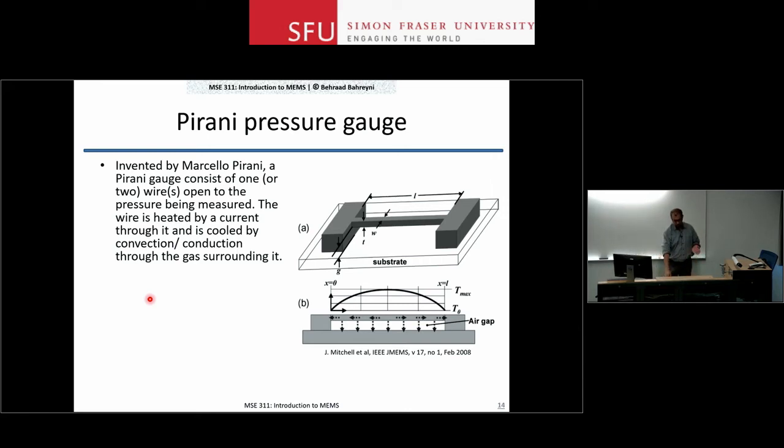Pirani gauges are very popular, at low pressures especially. They don't work that well at high pressures. You need a significant change in thermal conductivity in order to measure the change in resistance.